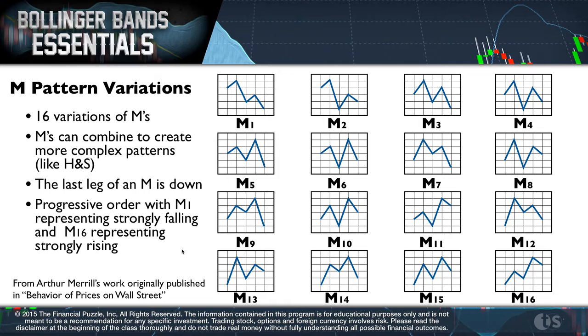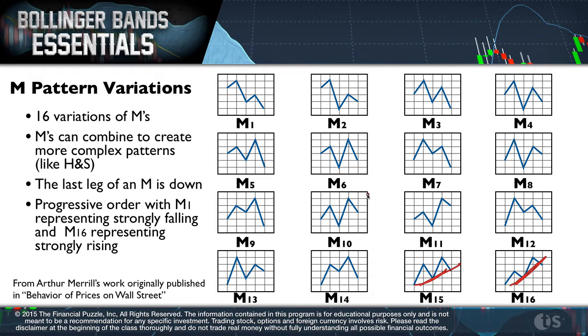I'm not going to talk through each of these, but if you look at M1, we've got a falling pattern here, and M2 is still falling, but maybe not quite as strongly because the fifth wave here, the last move, is not as low. And you can keep identifying this. By the time you get all the way down to M16, we're in a strongly rising pattern. M15 similarly. And you can look through these.